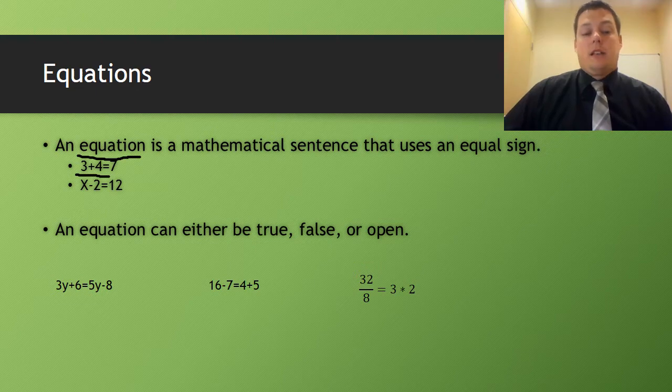All right. x minus 2 equals 12 is our algebraic equation. That's what we're going to look at. Remember, x minus 2 itself is an expression. Now we're dealing with equations. An equation can either be true, false, or open. If it has a variable in it like this one, we're going to call it open.